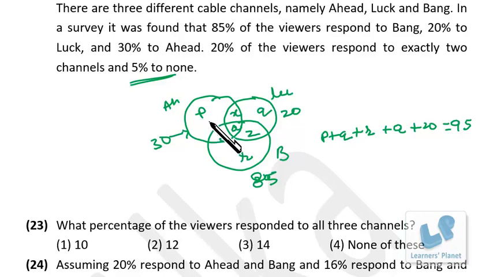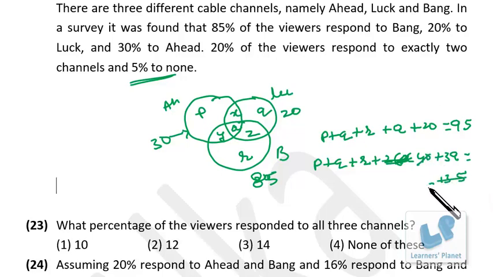So you just have to visualize it. We will be getting P single time, X, Y, and Z 2 times, and A 3 times, right? So P plus Q plus R plus 2 times X plus Y plus Z, that will be 2 times 20, that is 40, plus 3 times A, and that comes to 30 plus 20 plus 85. Okay, so that is 50 plus 85, 135, right? Then P plus Q plus R plus 3A, it will be 95.